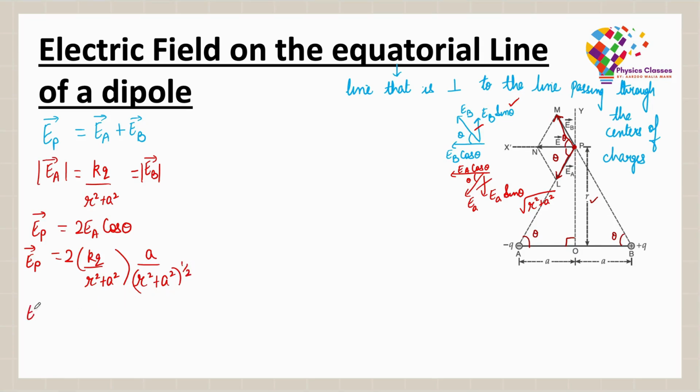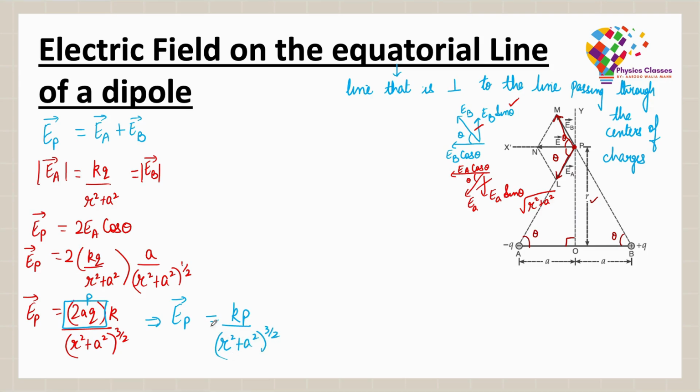So from here, if I combine this, I get 2AQ times K upon R square plus A square to the power 3 by 2. The half and 1 become 3 by 2. And then we also know that 2AQ is nothing but the dipole moment, so I take it as P. So from here, I can simply say that my EP is equal to K times P by R square plus A square to the power 3 by 2. This is my final expression for the electric field at a point P, which is on the equatorial line of the dipole.